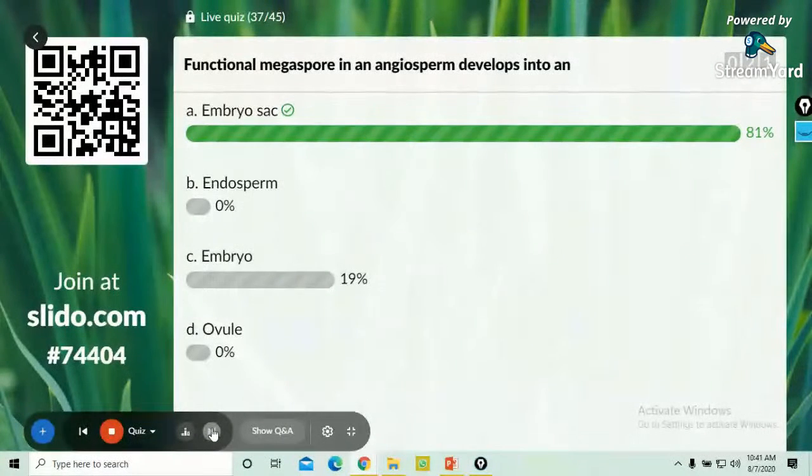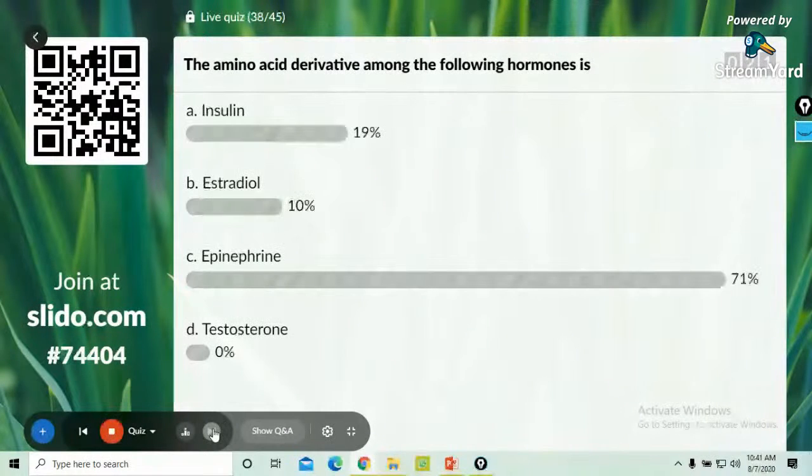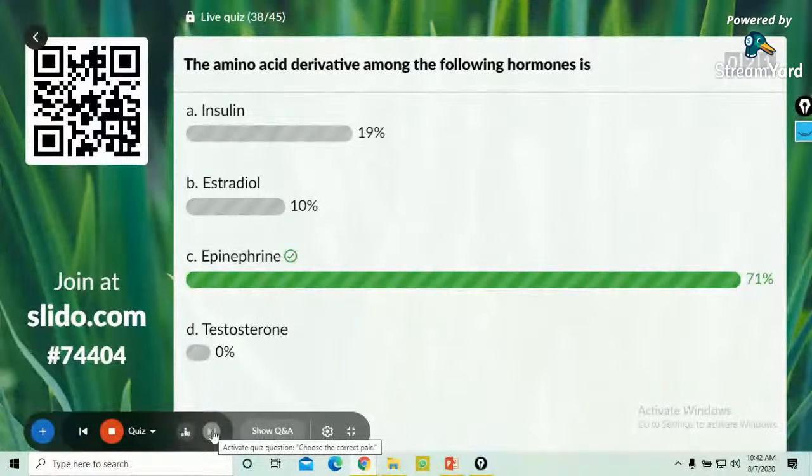38th question. Which of the following hormones is an amino acid derivative: insulin, estradiol, epinephrine, or testosterone? 71% answered correctly with epinephrine. Epinephrine is also known as adrenaline.